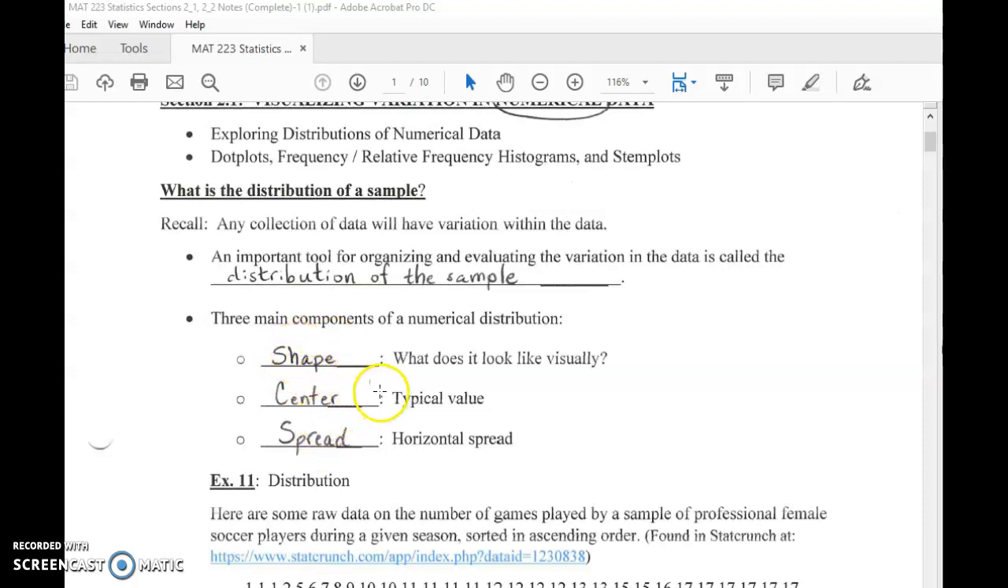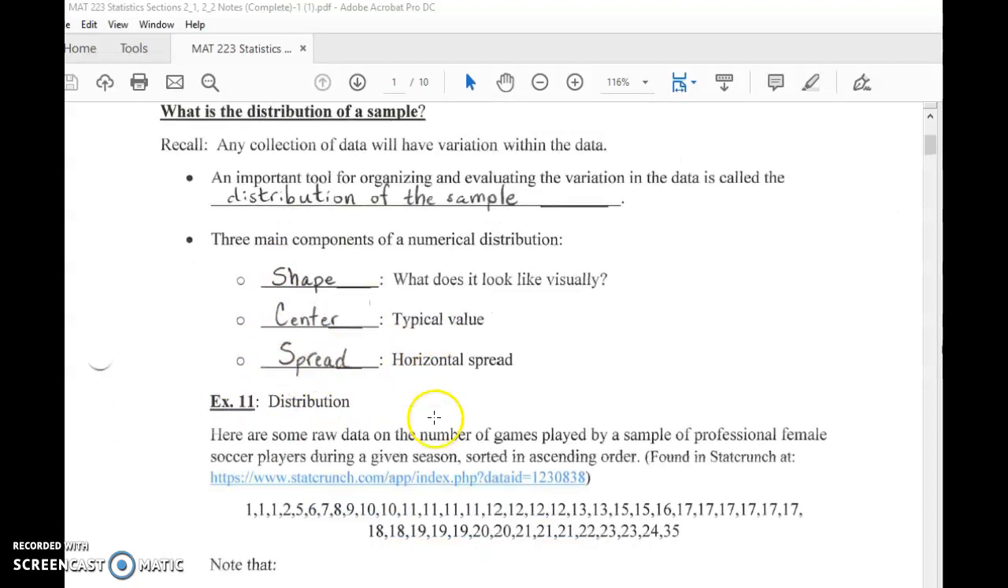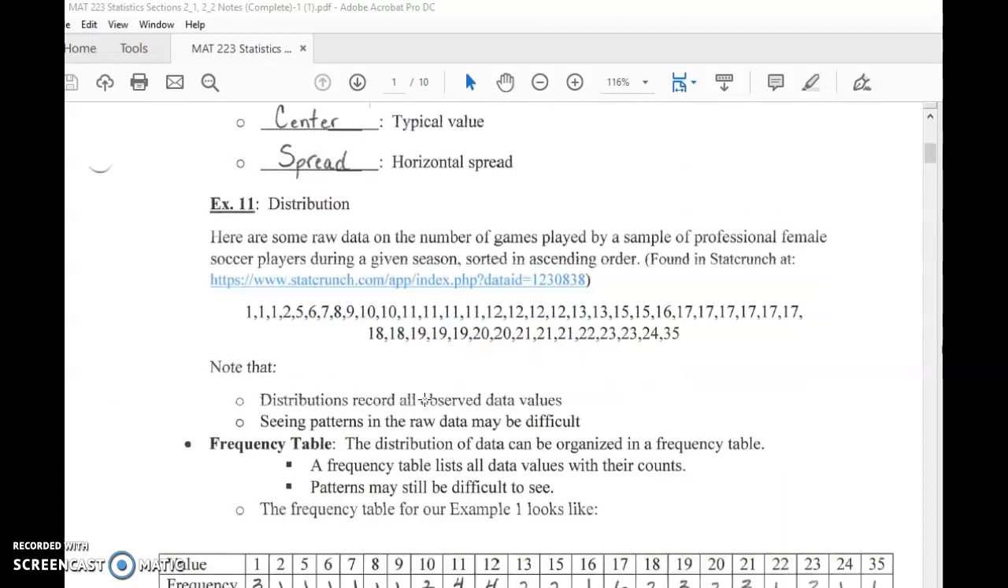Shape, center, spread. So shape says, what does it look like visually? The center is, okay, what's the typical value? If I'm looking at my data, what's in the middle? And then the spread is, how spread out does it look? How far apart are the data points? And when we say that, we mean horizontally. Remember, when you're looking at graphs, usually you think of the horizontal axis as the x-axis. The x-axis shows all our data points, and then the y-axis tells us how many of those data points we have. Okay, we'll see that more in a bit.